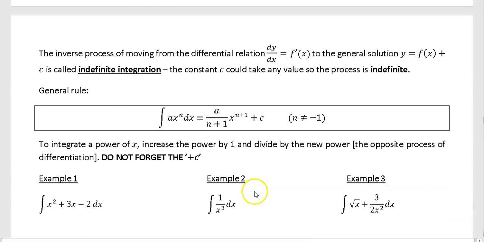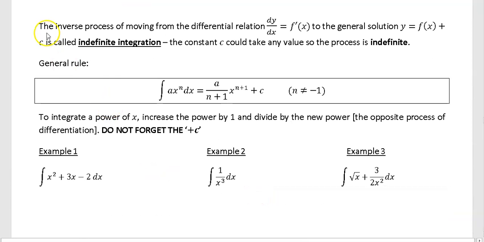Okay, so if we look at integration then, it's a reverse process of differentiation. So if you start with your dy by dx, which is f dash of x, then when you integrate, you will get y is equal to f of x plus c, where c is your constant of integration.